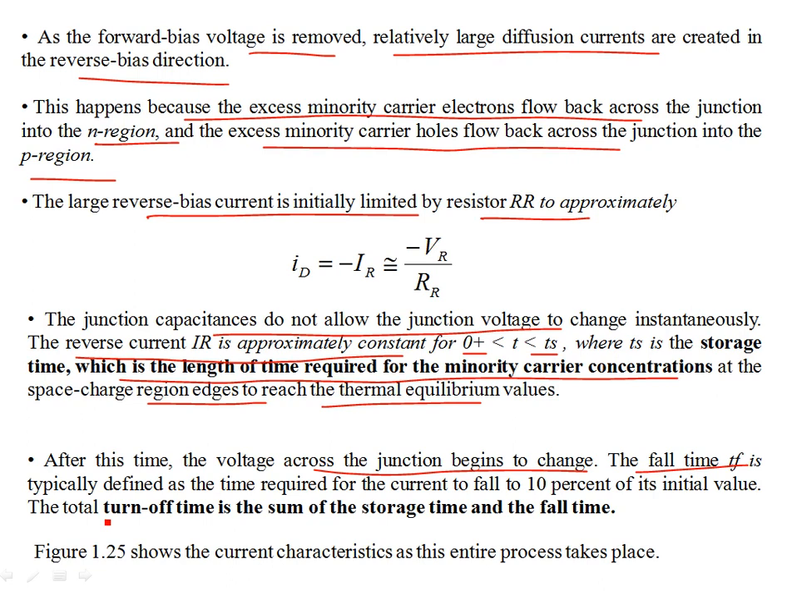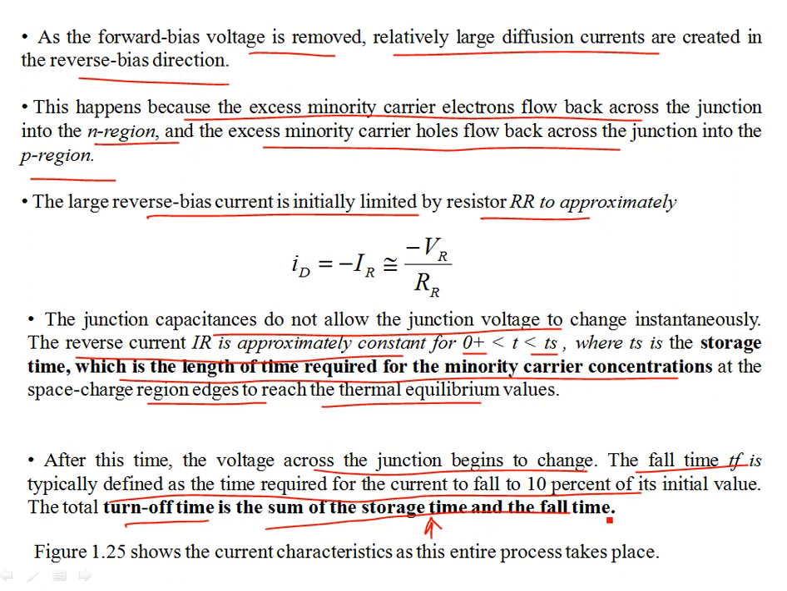The fall time Tf is typically defined as the time required for the current to fall to 10% of the initial value, as we indicated before. The total turn-off time is the sum of the storage time and the fall time. Okay. In some literature, the storage time is also called the settling time. It's the same thing. Settling time and storage time refer to the time required for the charges to go back from their respective P region to N region and N region to P region. So once these excess minority carriers on either side have been settled, that is the time required for the charges to settle, and this is the storage time.